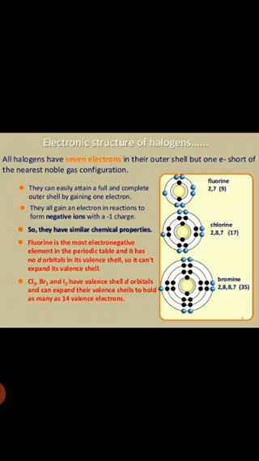Fluorine is the most electronegative element in the periodic table, and it has no d orbitals in its valence shell, so it cannot expand its valence shell. Chlorine, bromine, iodine all have valence shell d orbitals and can expand their valence shell to hold as many as 14 valence electrons, right? So you can see the electron dot structures of fluorine, chlorine, and bromine.